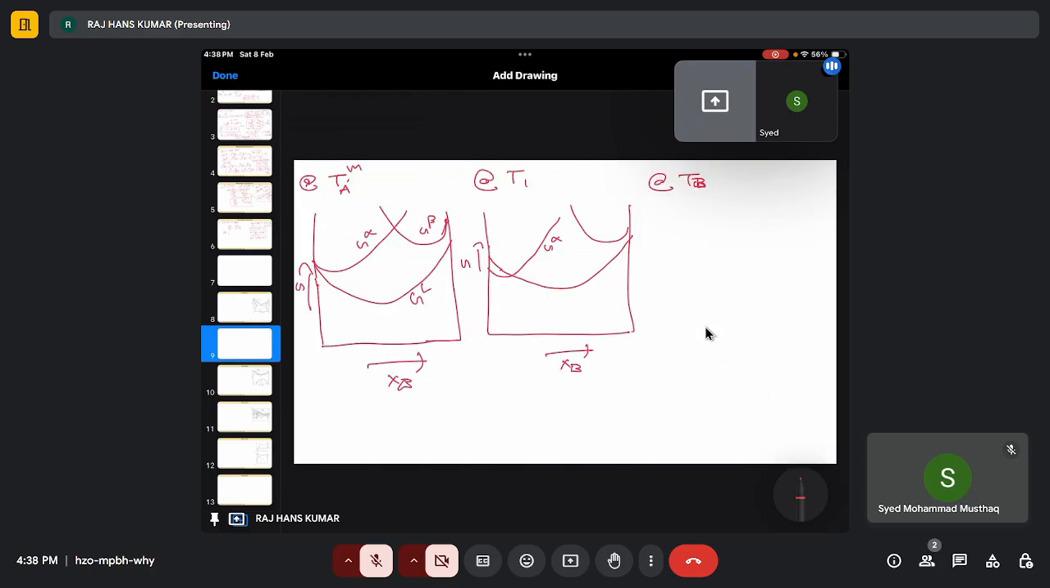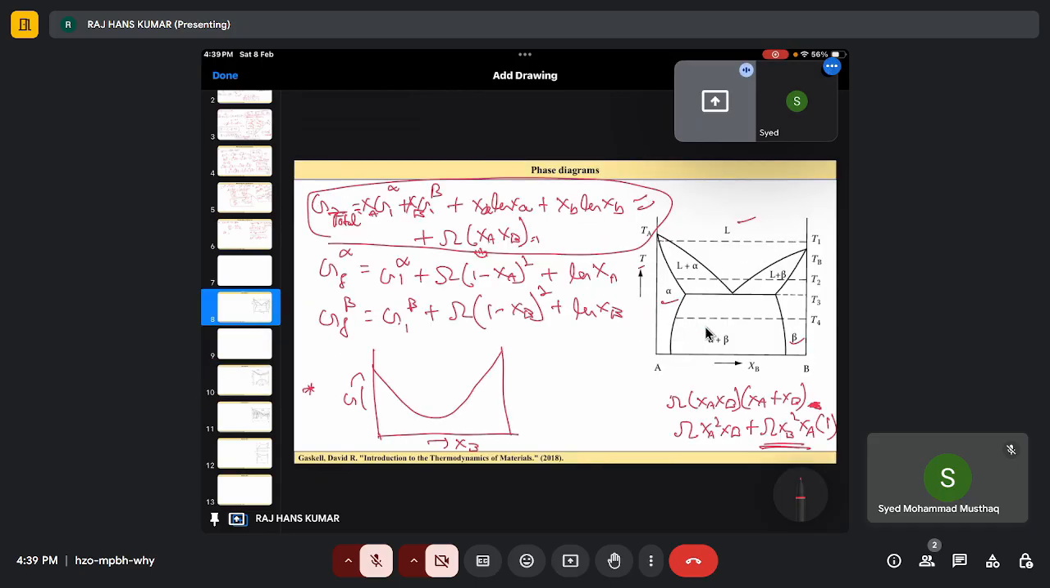That's all. Now, if I draw a common tangent touching these two curves, right? So here I have alpha, here I have total liquid, here I have alpha plus liquid, right? That's it. Now coming to the melting temperature of B, which is TB.